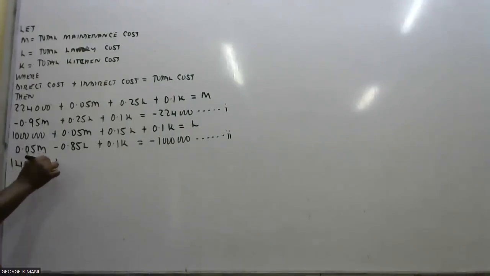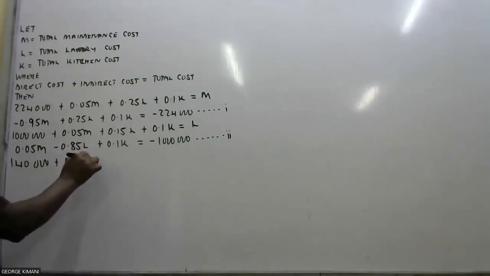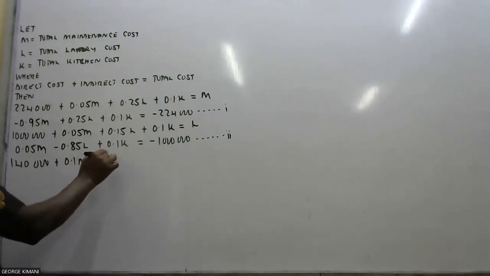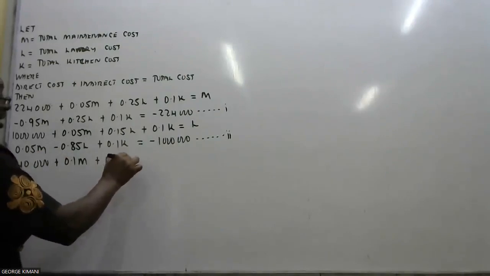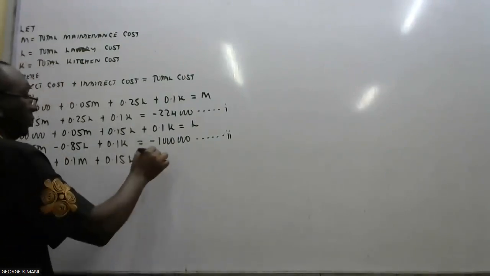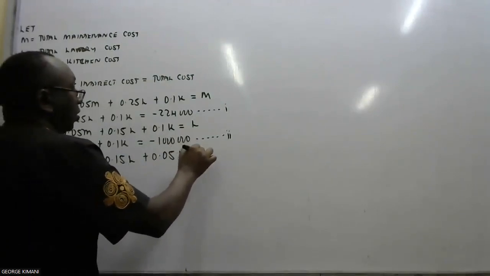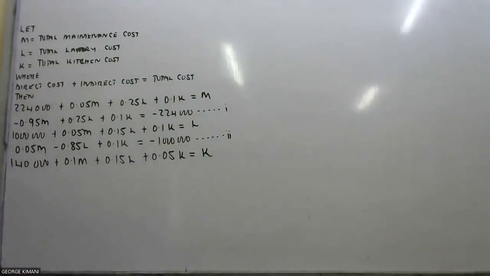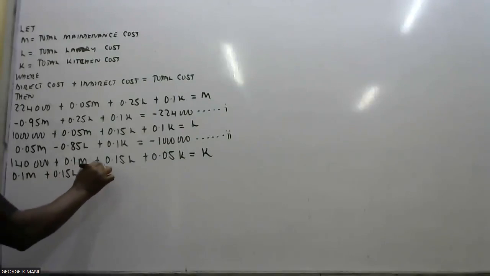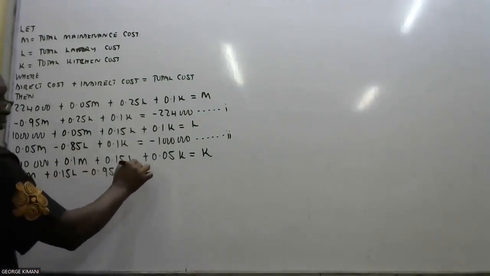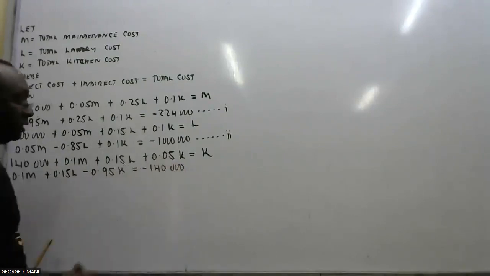The next one has 140,000 plus, interpreting the same way, 0.1 M plus 0.15 L plus 0.1 K. Now should be equal to K. So putting like terms together, I'm left with 0.1 M plus 0.15 L minus 0.95 K should be equal to minus 140,000.